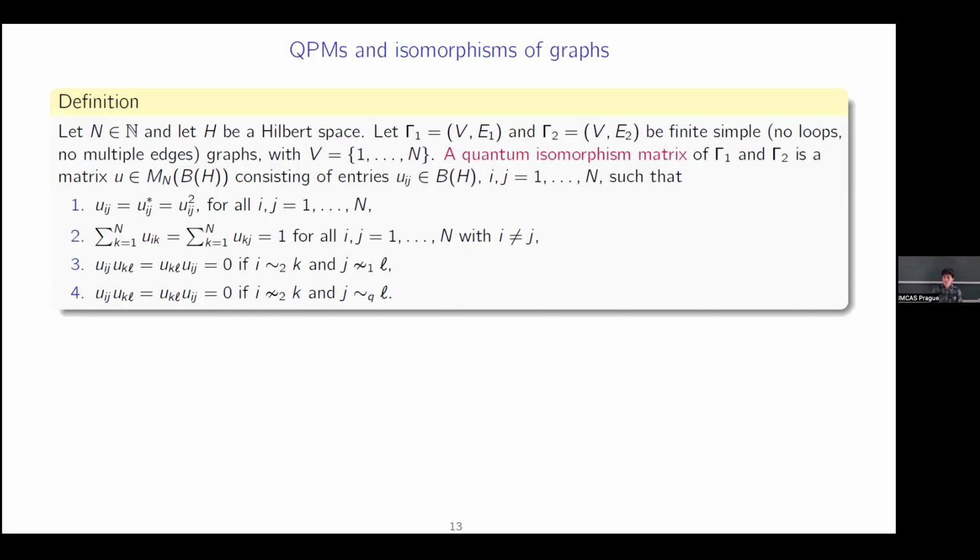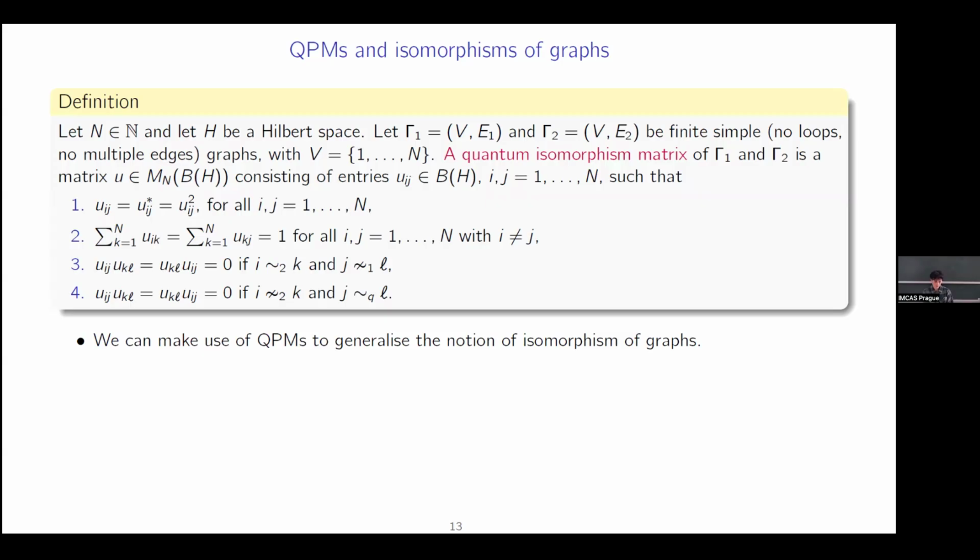So a quantum isomorphism matrix of gamma 1 and gamma 2 is a matrix built up as an n times n square matrix of bounded linear operators over a Hilbert space H, consisting of entries U_ij, for i and j going from 1 to n, such that the following four assumptions hold. Okay, so we have some kind of familiarity with these assumptions that we are writing down according to the slides that I was showing to you before. So, for example, the first and the second one are indeed what you ask in order to have the definition of a quantum permutation matrix.